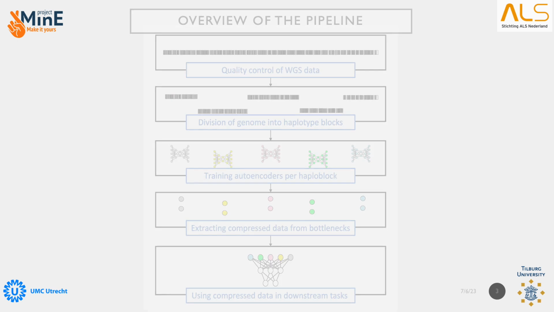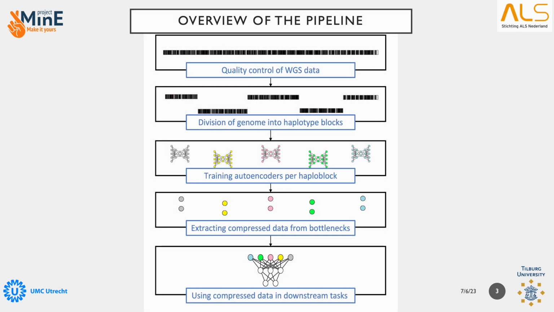Here comes our pipeline. Our goal is to compress high-dimensional genotyping data while preserving disease-causing genetic patterns. The main challenge is finding the balance between the curse of dimensionality and unwanted loss of SNP information.